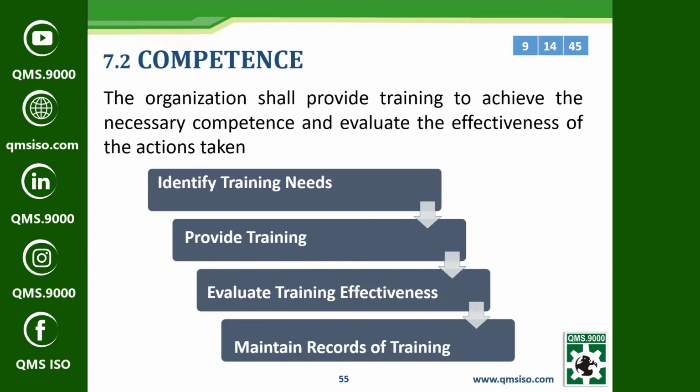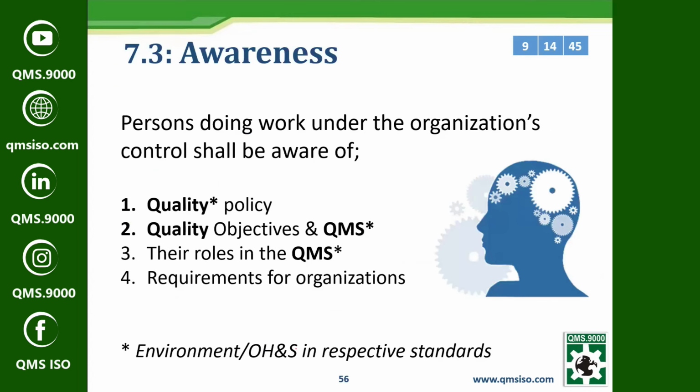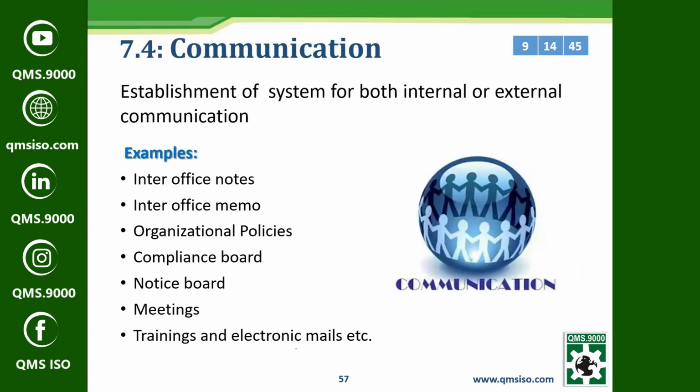Okay. Competence means identify training needs, provide training, evaluate training effectiveness, and maintain records. Awareness, again, clause 7.3 requires that you need to provide training and awareness to the people. Communication, what are the ways and means for communication?